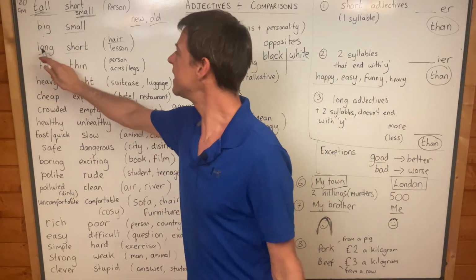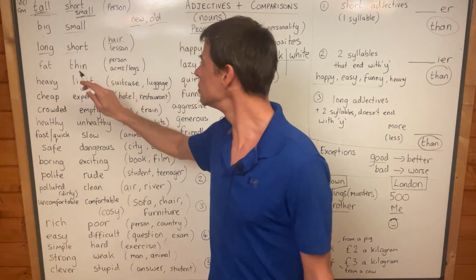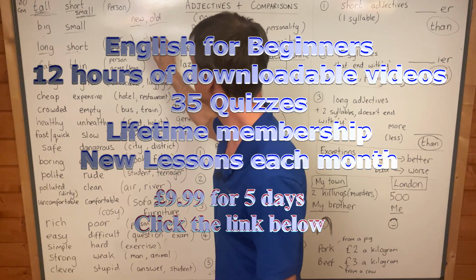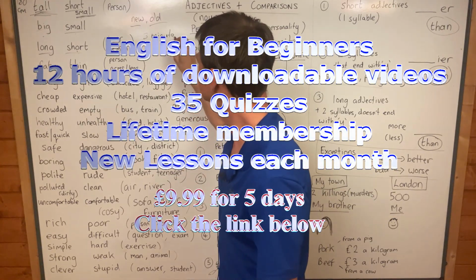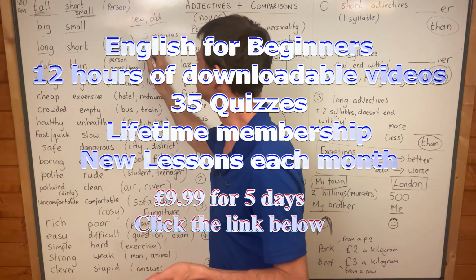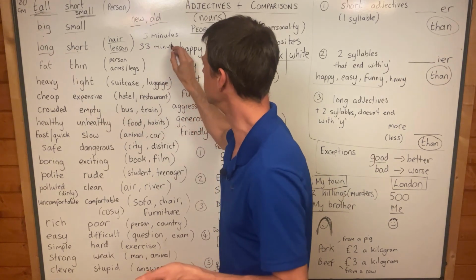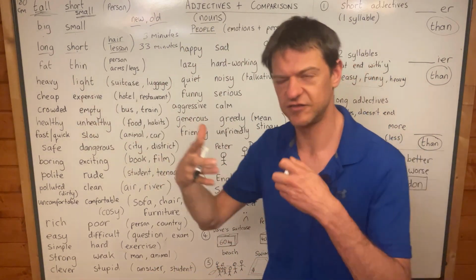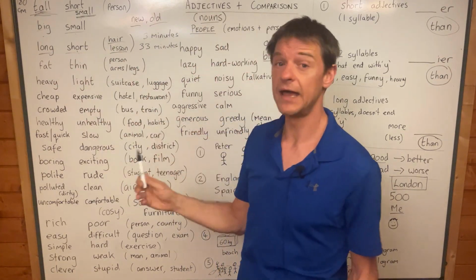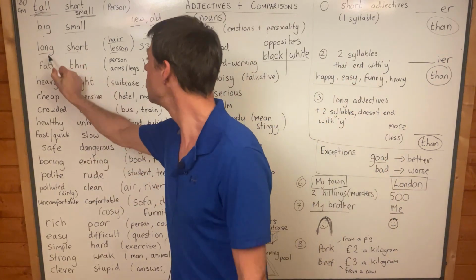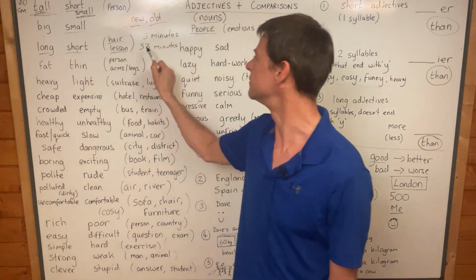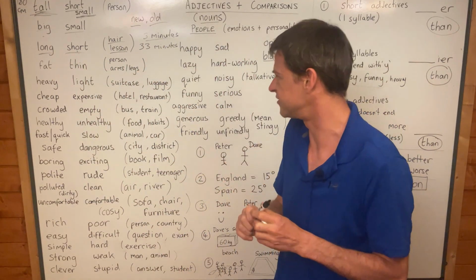Now, we can say long and short for lesson. A short lesson is maybe 3 minutes. A long lesson, 33 minutes. So you can talk about long hair, short hair, and you can talk about a long lesson. A long lesson, 1 hour, 2 hours, or a short lesson, 3 minutes. Very short lesson.